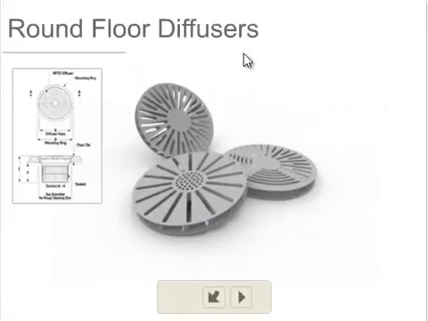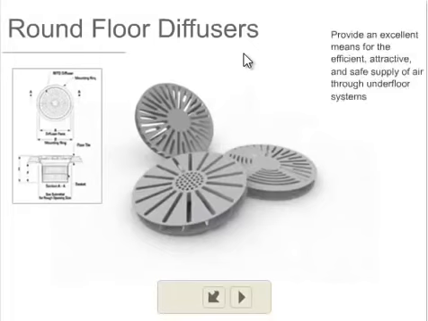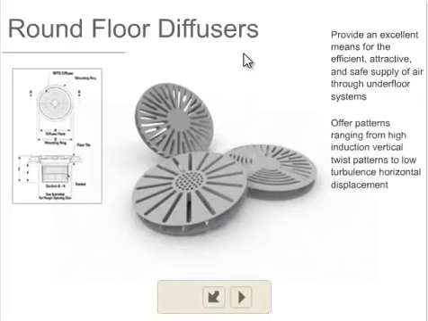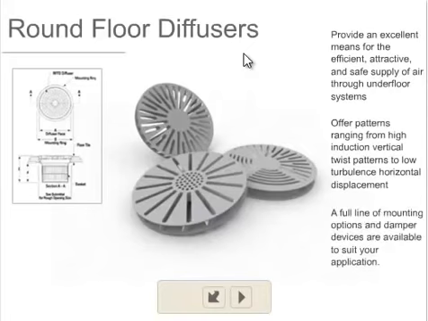Round floor diffusers. The Price line of round floor diffusers by Krantz provide an excellent means for the efficient, attractive, and safe supply of air through underfloor systems. These diffusers offer patterns ranging from high induction vertical twist patterns to low turbulence horizontal displacement. A full line of mounting options and damper devices are available to suit your application.